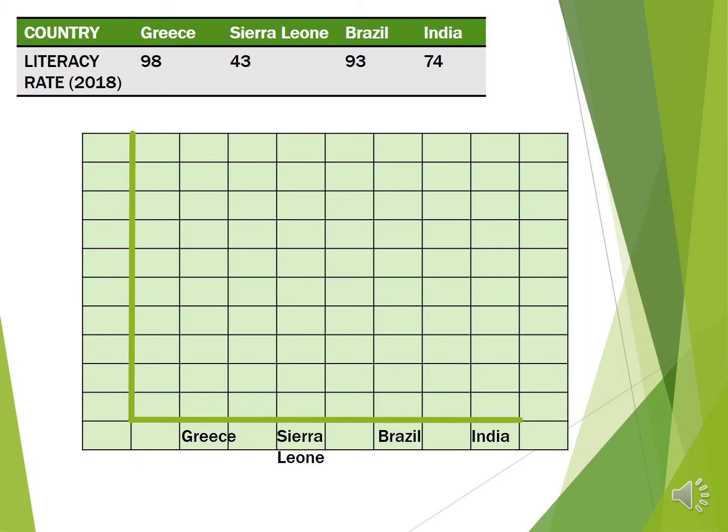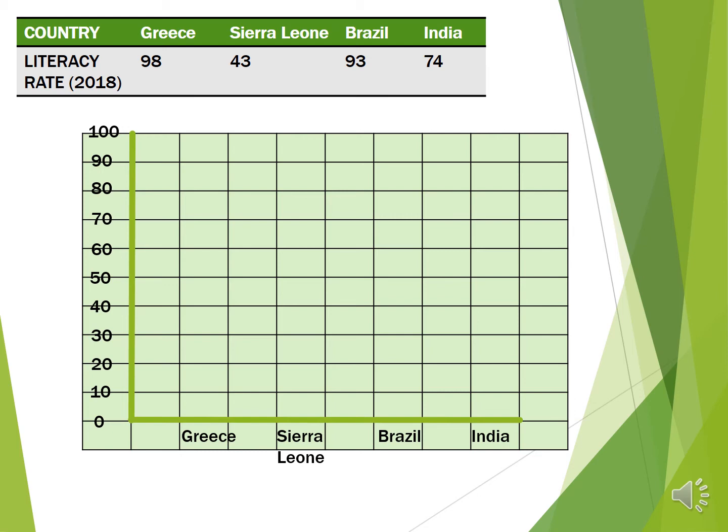Along the left-hand side, along our y-axis, we're going to plot our numerical data, which is literacy rate. And literacy rate is a percentage, so we know that it's going to go up to 100. And I've chosen to go up to 100 in tens. So 0 at the bottom, all the way up to 100 at the top.